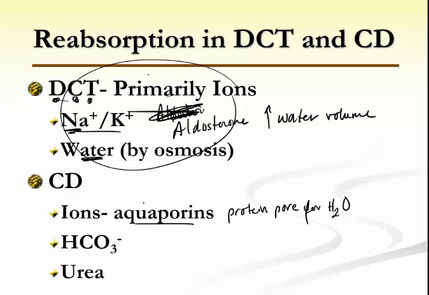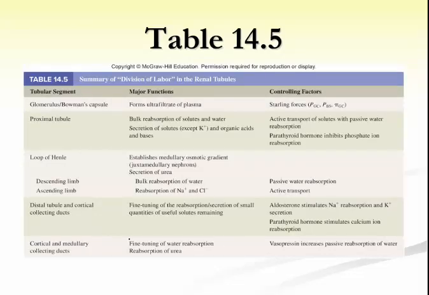Collecting duct is also going to reabsorb bicarbonate ion, and we're going to see this next week in lecture when we talk about acid-base balance. And also urea. Again, urea is a small molecule and it does get reabsorbed. So it's a constant battle to try to excrete it because it is a lipid-soluble molecule. Table 14.5 summarizes all of the processes that we just discussed from the glomerulus through the tubular system and ending in the collecting duct. So it's a nice summary chart for you.